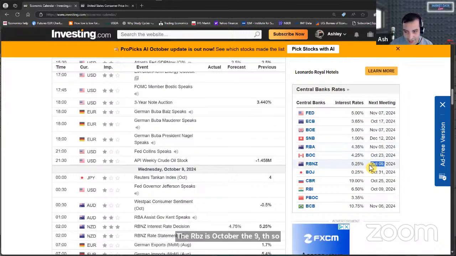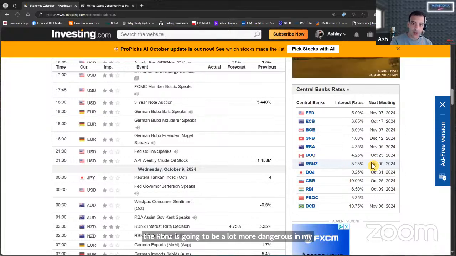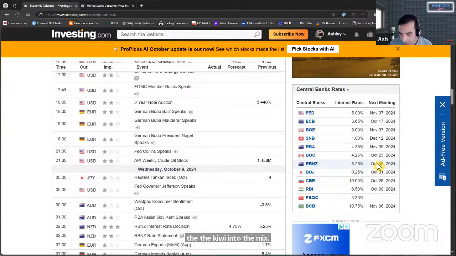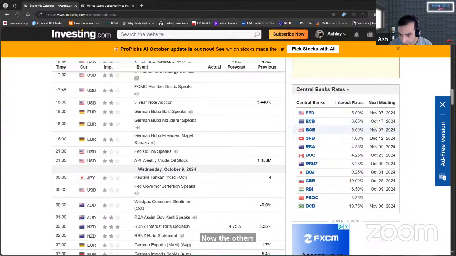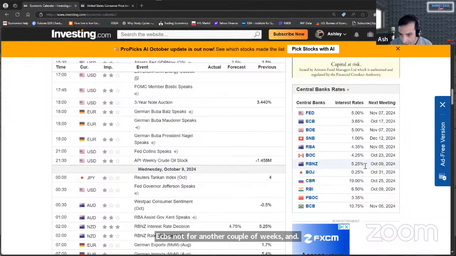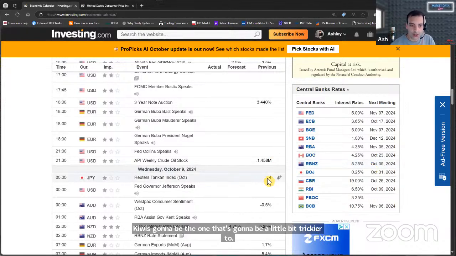So trading the Kiwi, even though the Kiwi's got relatively good seasonals, before the RBNZ is going to be a lot more dangerous, in my opinion. So there's going to be volatility. So we might be better off waiting for that decision before we bring the Kiwi into the mix. Now the others: the ECB's not for another couple of weeks, and the BOC would be next up. So this is the RBNZ. So the Kiwi is going to be the one that's a little bit trickier to trade this week.